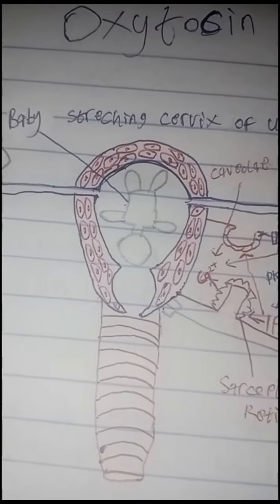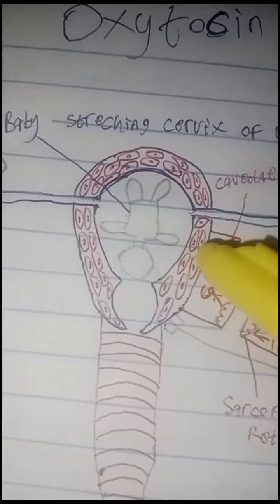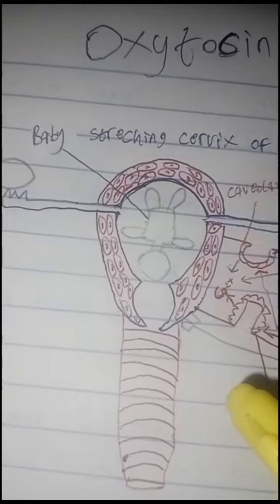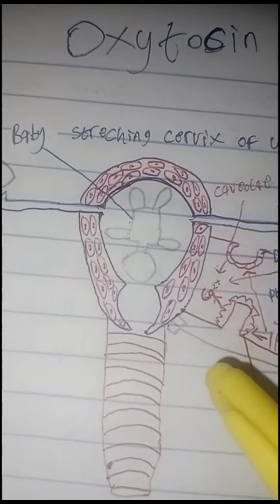Now during childbearing, what happens first is the baby tells mommy he wants to come outside by stretching the cervix of the uterus. Now this stretching activates the stretch receptor, which goes over to the hypothalamus, which activates the paraventricular nucleus to release oxytocin. Oxytocin is released and it goes to this receptor.